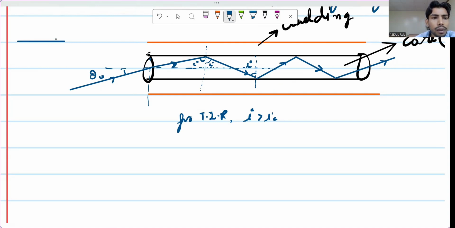So why can't we use a mirror in this case? We can use mirrors also. We can use two parallel mirrors, and the light ray will undergo multiple reflections and information is transferred again. Why are we making use of TIR?